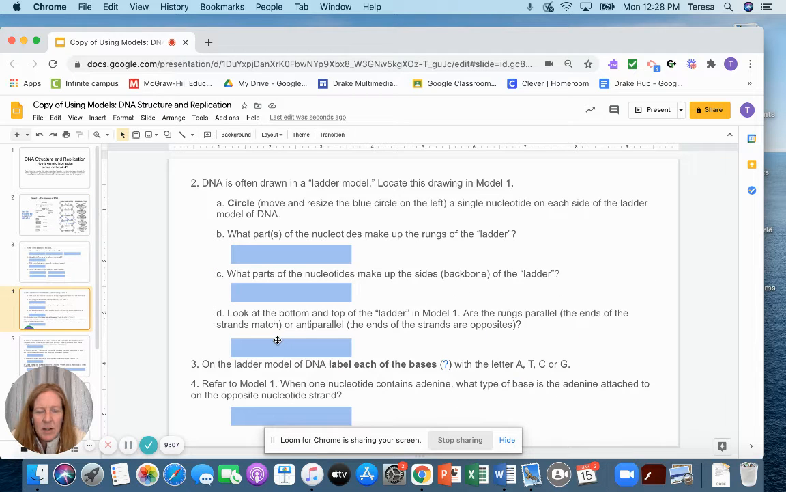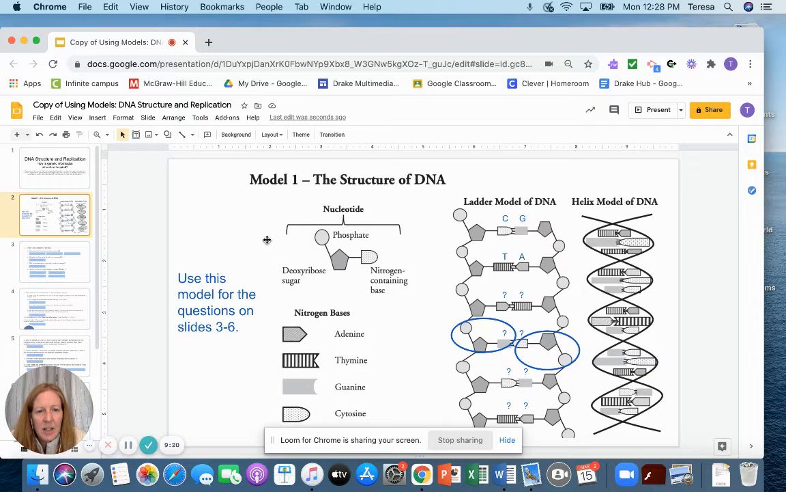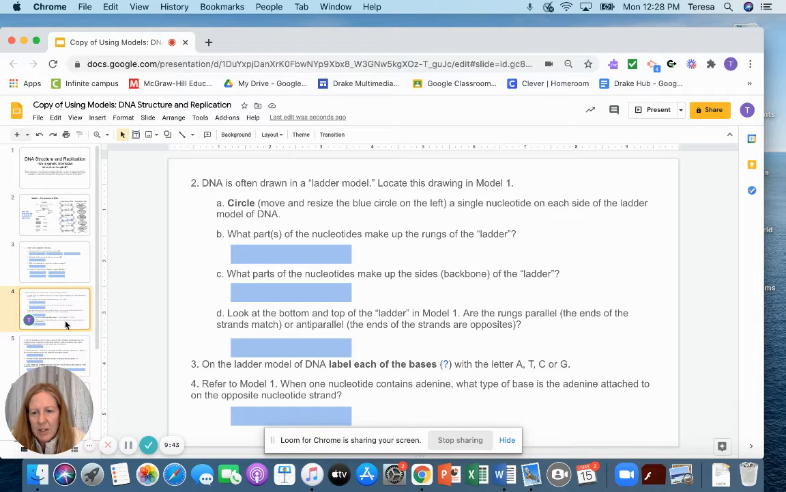Then we are on to question number 4. When one nucleotide contains adenine, what base is adenine attached to on the opposite strand? So you're coming back to your model and you find adenine, or A, on your model. And if you're looking at, in my case, the right-hand side, you see that adenine is here on the right. What base pairs with it? And then you'll go back through and look at your other examples. And in every case, you should see that adenine pairs with thymine. So that's question number 4.